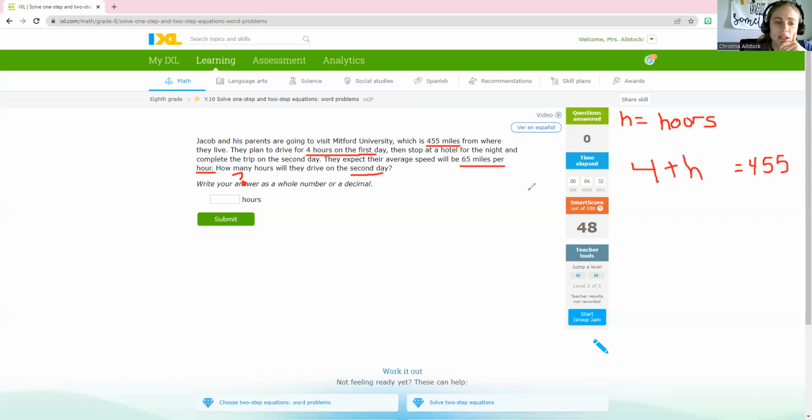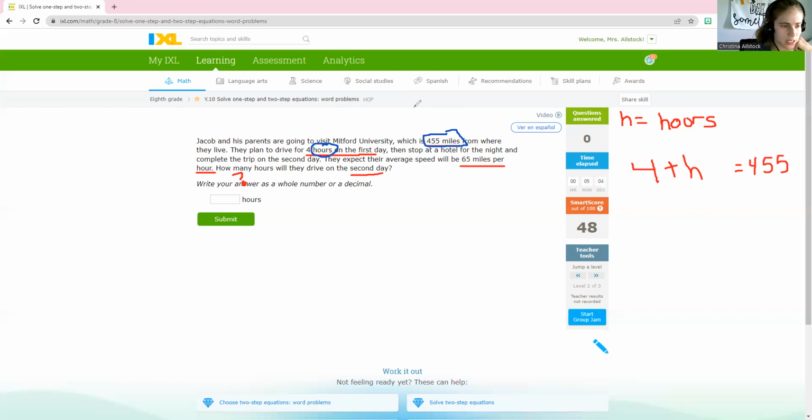Well, let's look at our labels here, because what's the 4 represent? That represents 4 hours, right? And then the H also represents hours. Is this 455 hours? No, that 455 is miles. That means we're missing something here because we can't have hours plus hours equal miles. Those labels don't match up. That means I got to have some extra information in here.